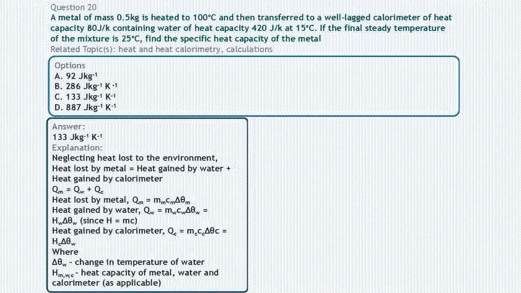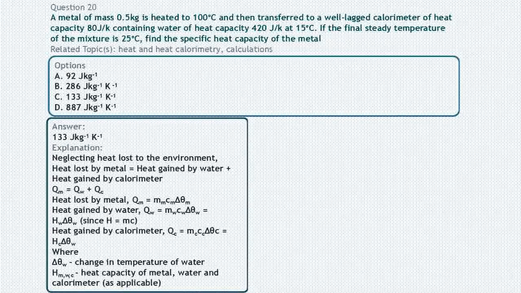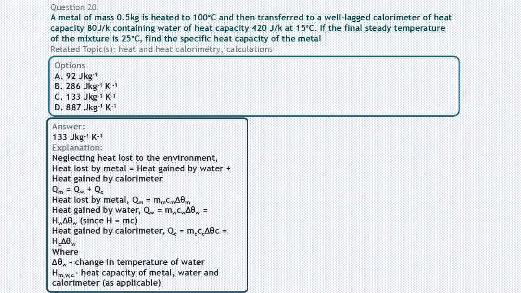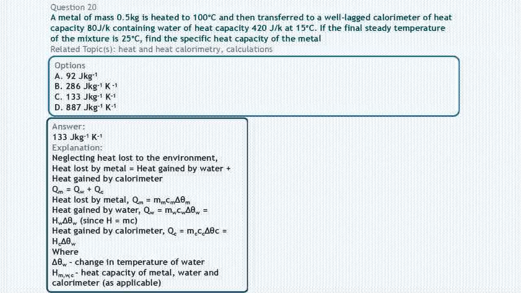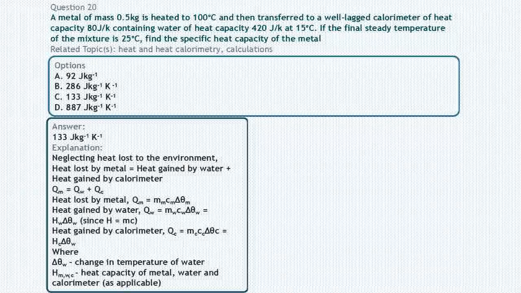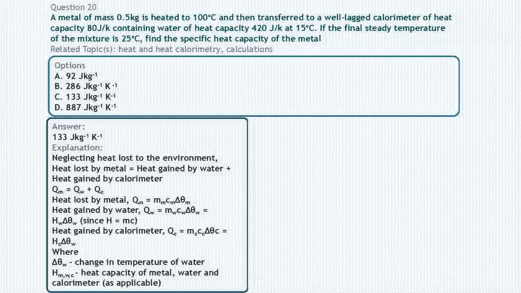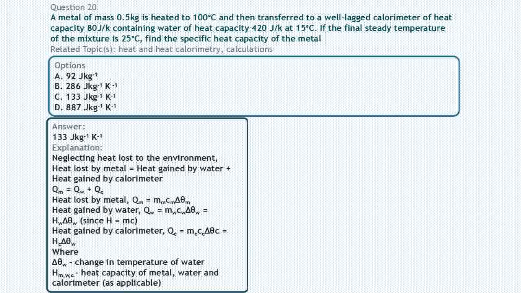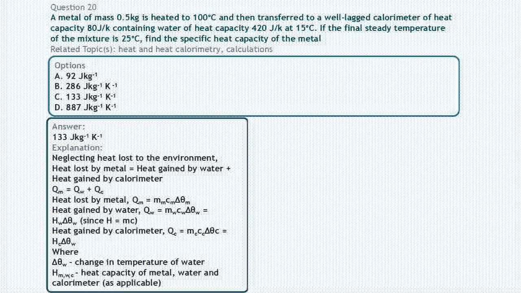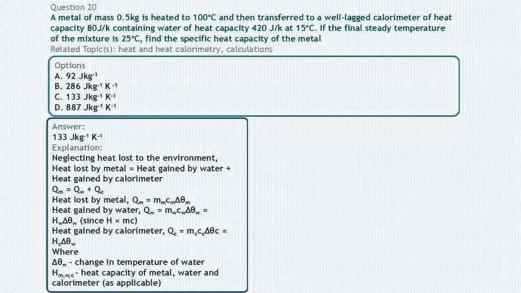If we neglect heat loss to the environment, let's assume that there is no heat loss to the environment. That means that the heat lost by the metal will be equal to the heat gained by the water plus the heat gained by the calorimeter.